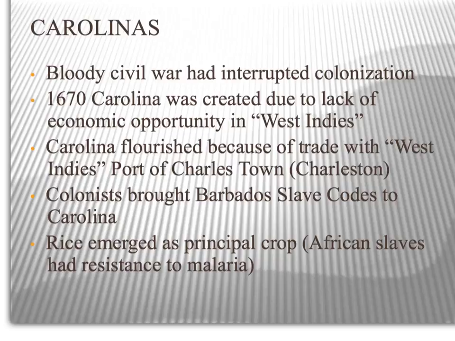Basically, Carolina was started by men who had not been able to prosper in the Caribbean, and they got permission, and they named the area Charles, or Carolina. And so the port of Charleston, or Charlestown. So the colonists came, and they brought the Barbados slave codes to Carolina. And so here, in 1619, the first slaves were brought, but as a result of the Barbados slave codes, we begin to see these laws of racial superiority. Rice emerged as the principal crop. African slaves had resistance to malaria, so they were able to grow these crops.